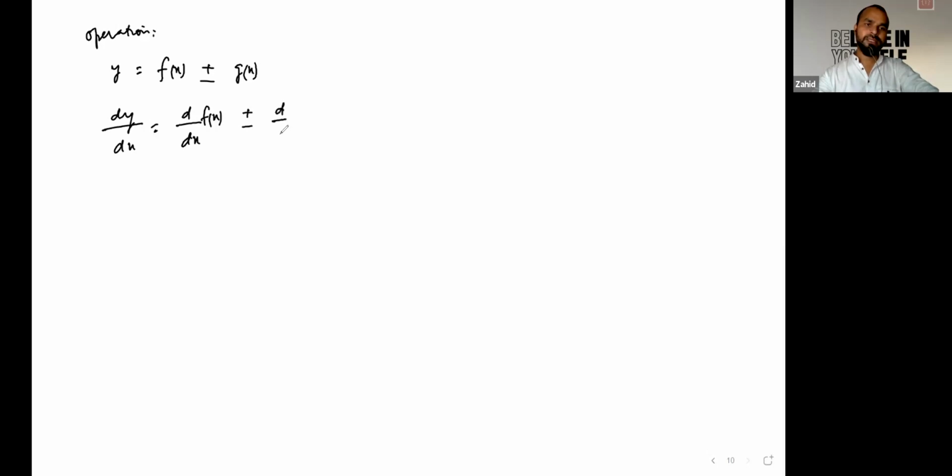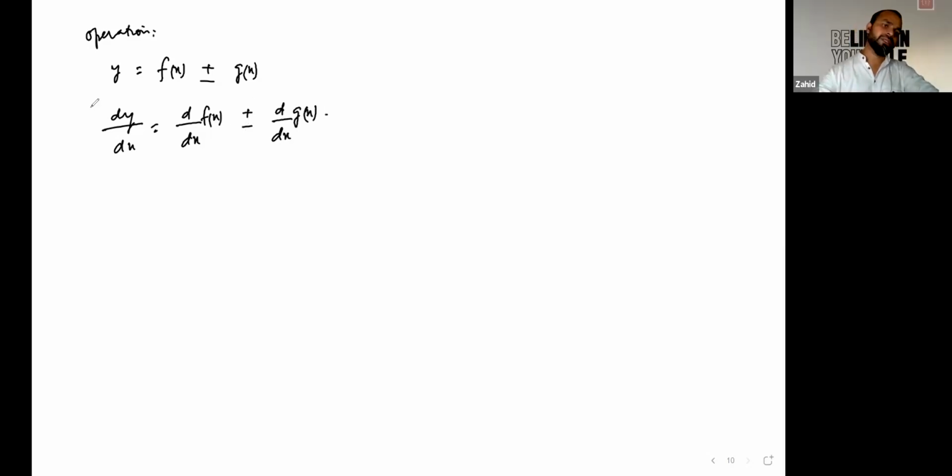So there is another concept: how we define differentiation for different operations. If y is the sum of two different functions or just the difference of any two different functions, then differentiating, we differentiate each function individually, plus or minus, differentiate each term individually. There is no impact of one function on the other in addition and subtraction. So this is your first formula.